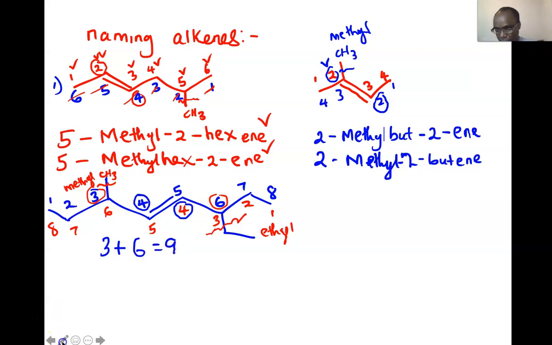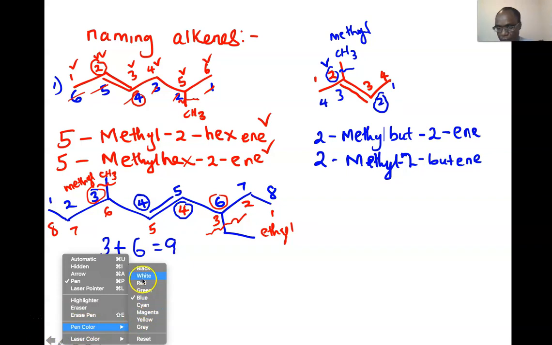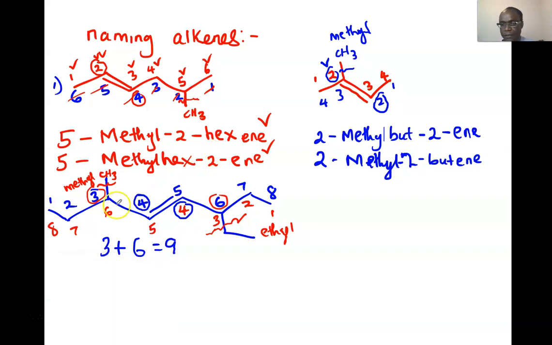Sum up, you get 9. And then I have a substituent in red at 6 and a substituent at 3. Sum up, you get 9. So again, it's not helping. The locant position of the substituents is not helping. The position of the double bond did not help. The substituents are not helping.